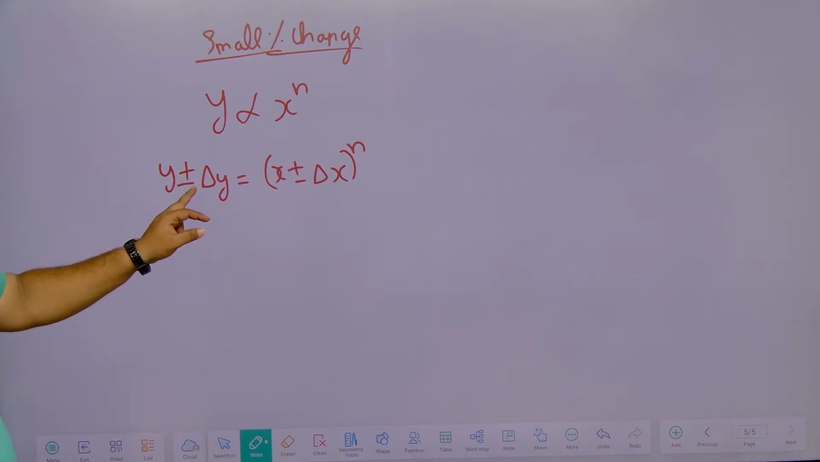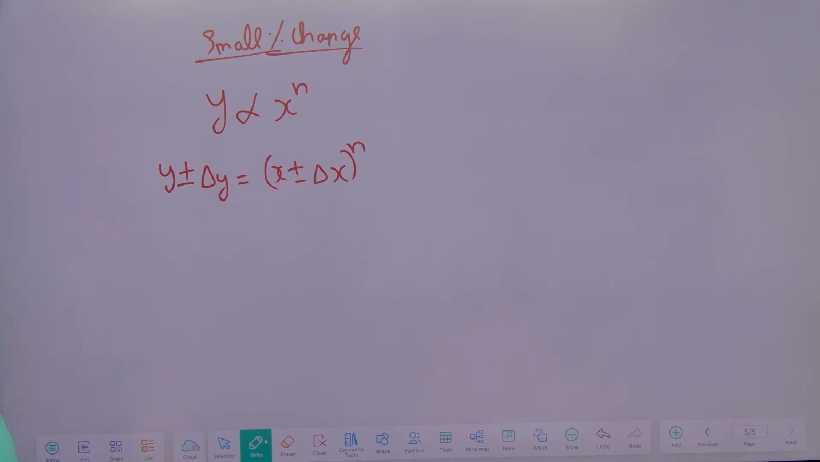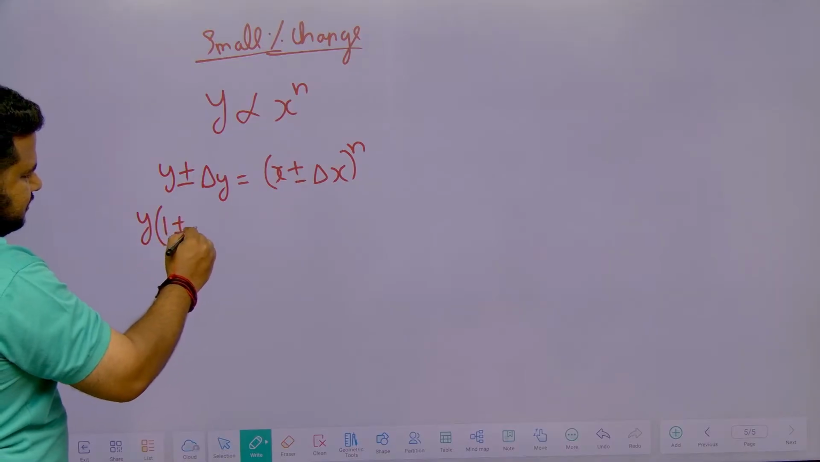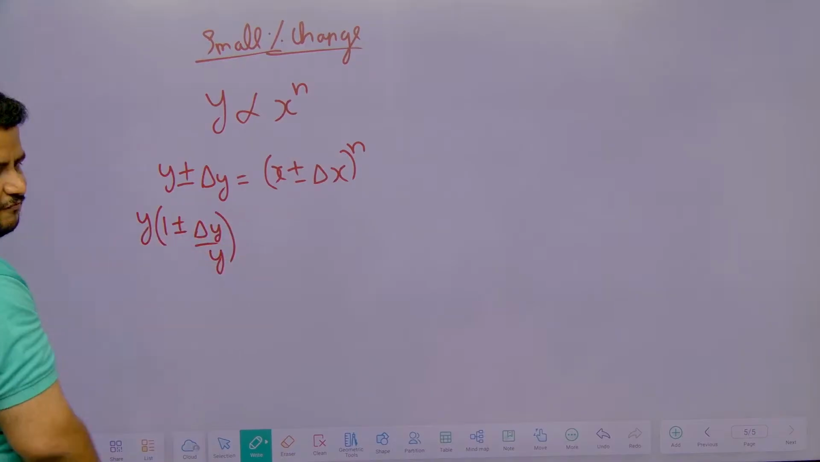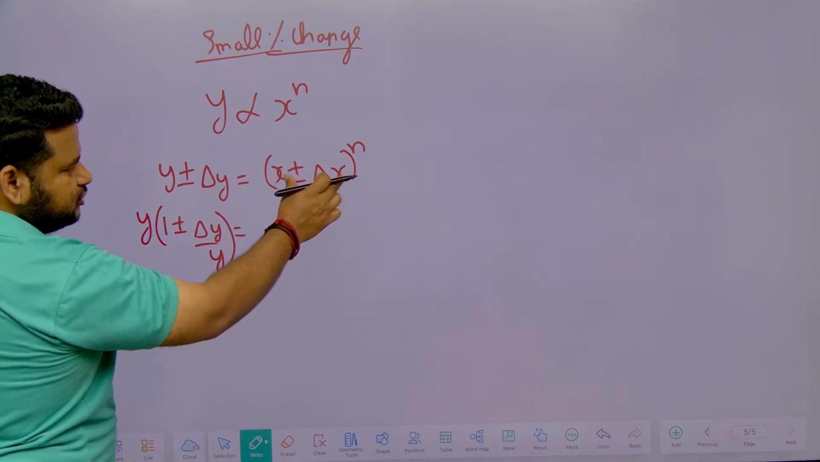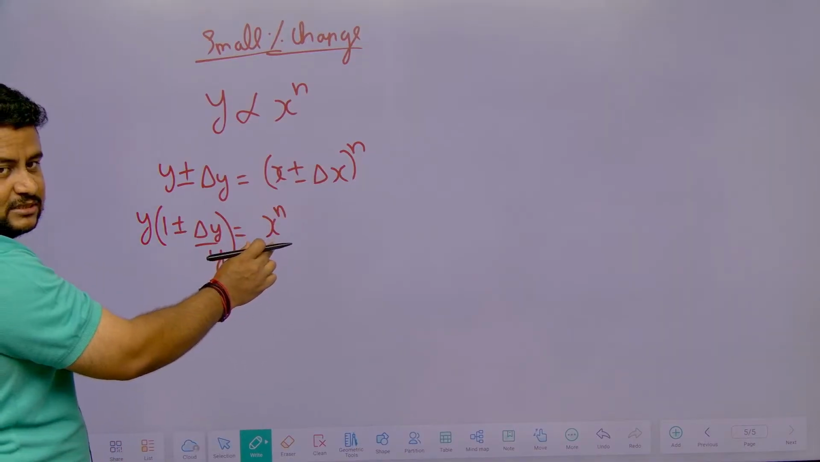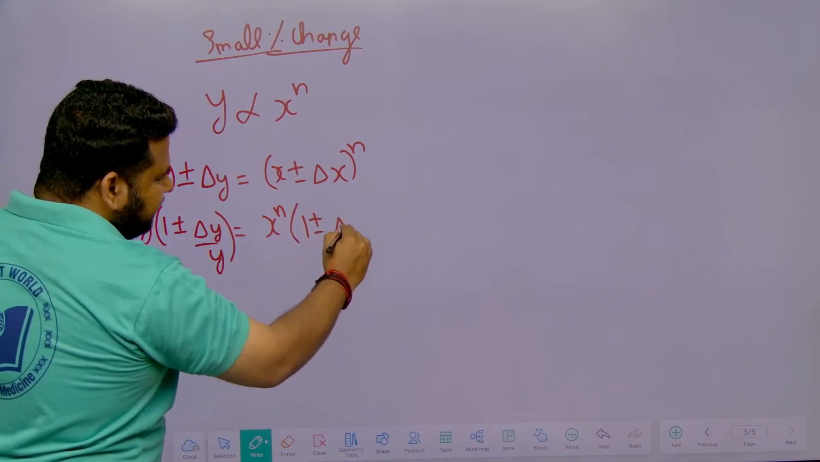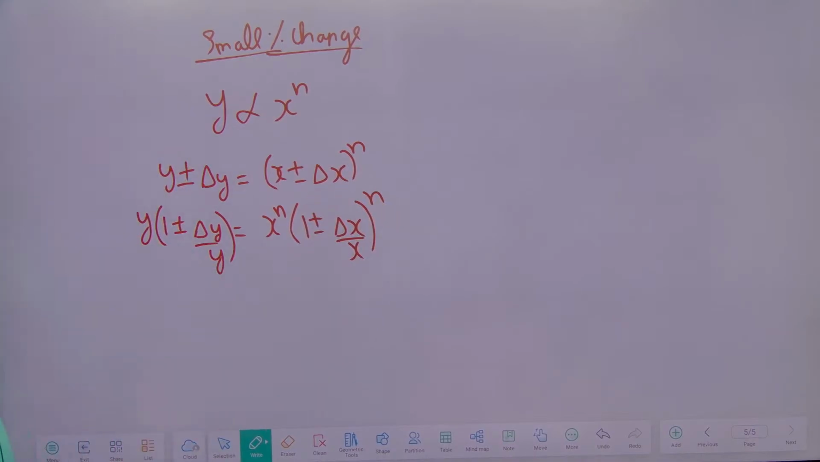So y plus or minus delta y is equal to x plus or minus delta x to the power of n. Now I will take y outside. If I take y outside, what will happen? 1 plus or minus delta y by y. Here if I take x outside, I will get x to the power of n into 1 plus or minus delta x by x, to the power of n.